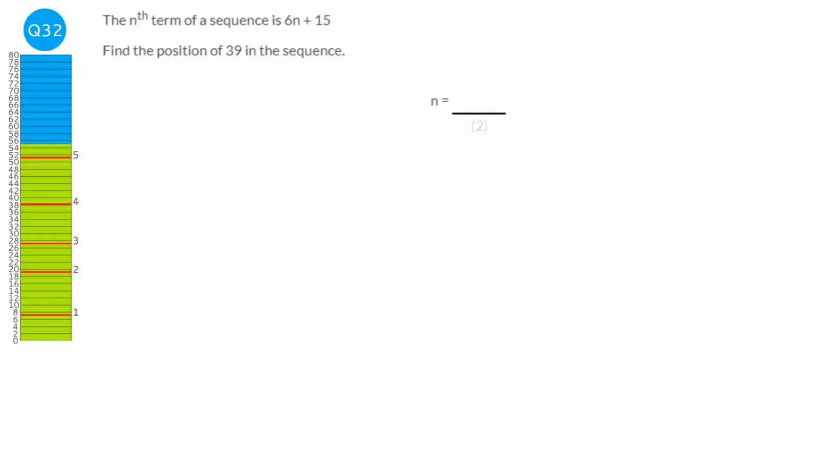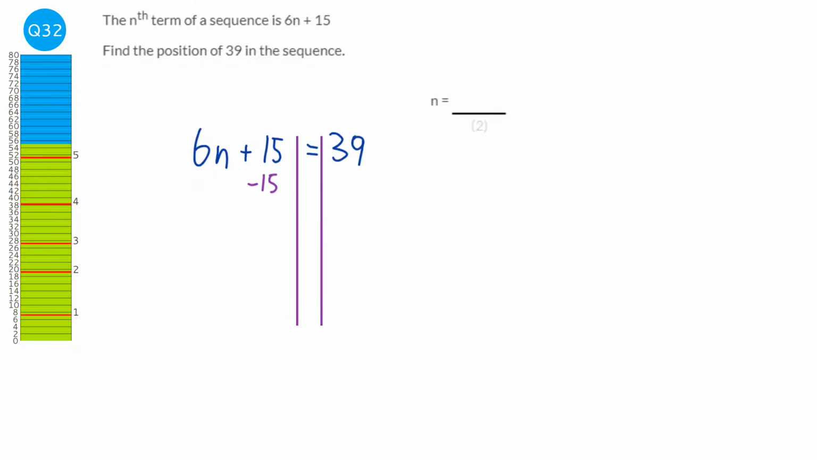So when we're asked to find the position, we're basically finding out what n is. And we're told that the sequence has a 39 in it, and we're finding the position of 39. So we're going to equal the nth term to the 39 and solve it. So we're going to put in our solving lines. And the first thing we're going to do is take away 15 from both sides because we want n on its own. So we get 6n equals 39 take away 15, which is 24. Then we're going to divide 6 both sides. And so we get n equals 4. So 39 is the 4th term in the sequence.